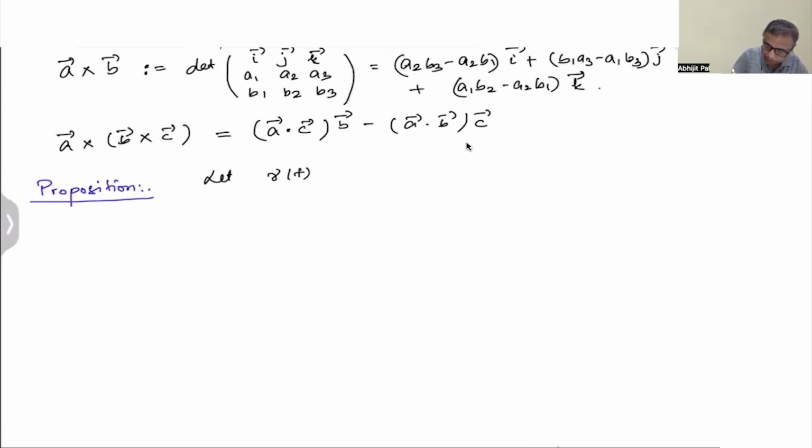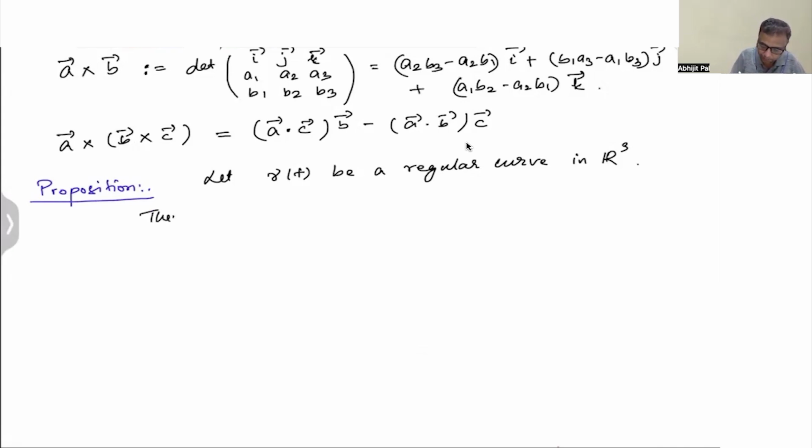Let gamma(t) be a regular curve in R3. Here I'm not writing the domain of this gamma; t is varying in some open interval. Then its curvature is given as follows.